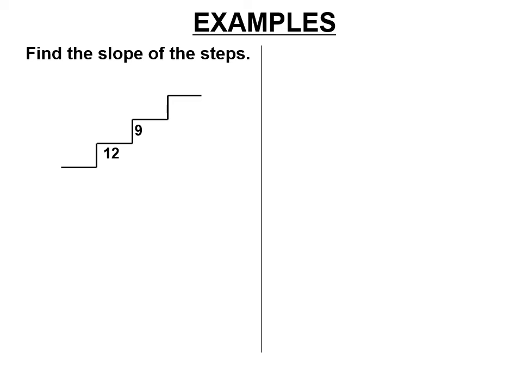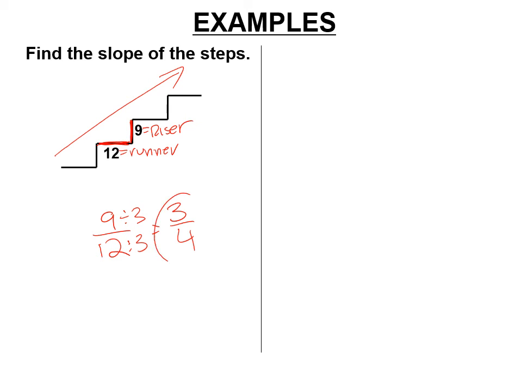All right, if you have steps in your house, they have a slope, right? We can picture this as similar to the ramp. And it turns out this part of a stair is called the riser. And this flat part of a stair is called the runner. It's from slope. So the slope of those stairs is 9/12, but you always have to simplify. And so the slope of those stairs is 3/4.